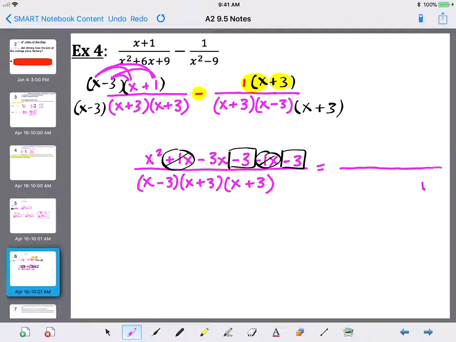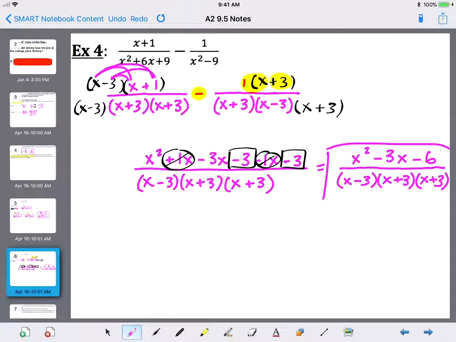So my final answer, my numerator is going to simplify down to x squared minus 3x minus 6. And my denominator is still x minus 3 times x plus 3 times x plus 3. All right, so there's nothing else I can do with that.